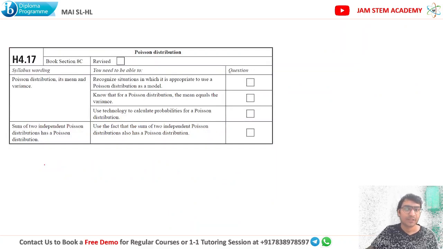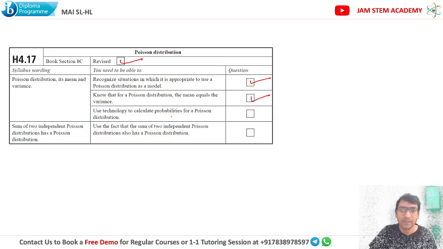So what have we covered so far? We have seen the Poisson distribution. Its mean and variance are both the same. Recognizing situations in which it is appropriate to use the Poisson distribution as a model: yes, we have seen the probability is very small and we are doing it for an interval of time. Know that for the Poisson distribution, the mean is equal to the variance. Yes, it is important to know this.